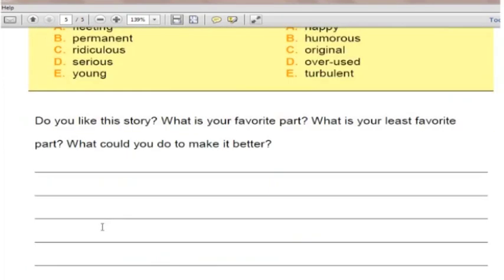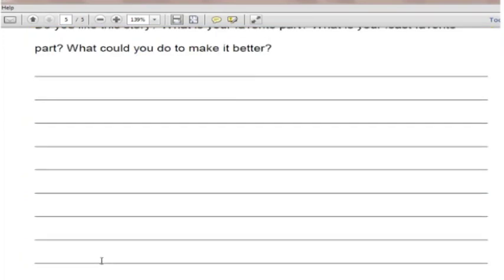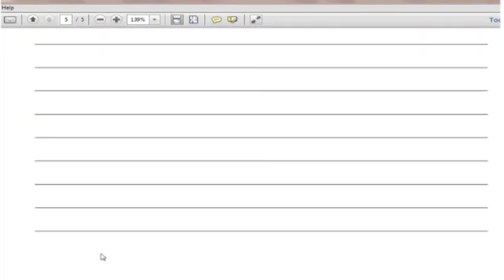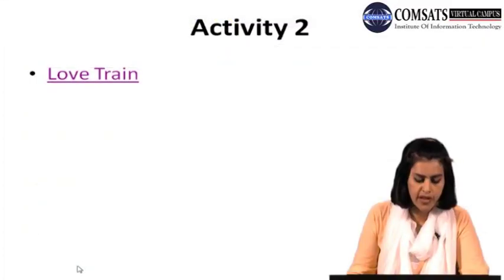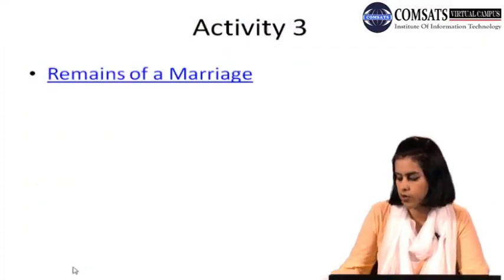Do you like this story? What is your favorite part? What is your least favorite part? What could you do to make it better? You can give your ideas here in this box. You would get this handout with you in the same DVD. What you can do is solve it later. We have a lot more to go and a lot more paragraphs to come across.